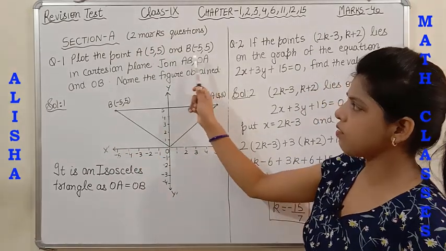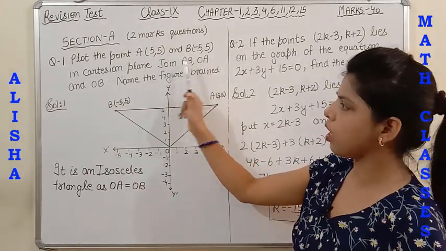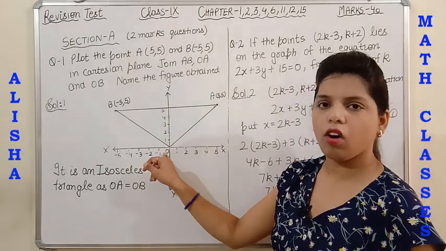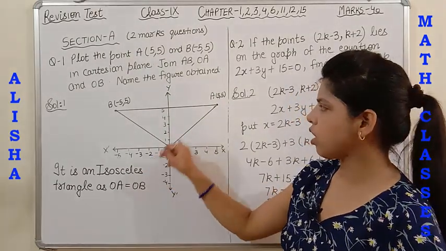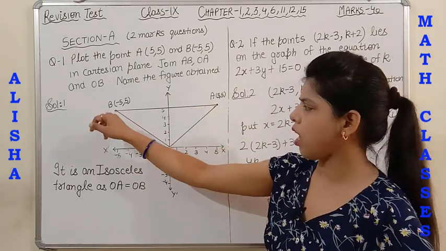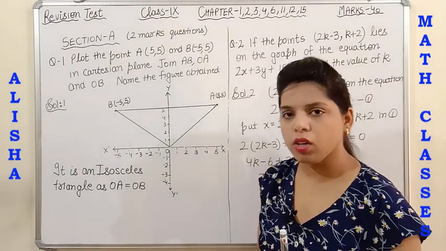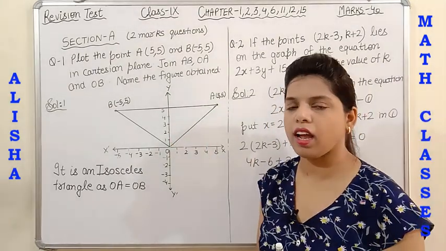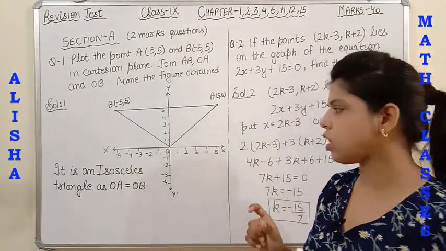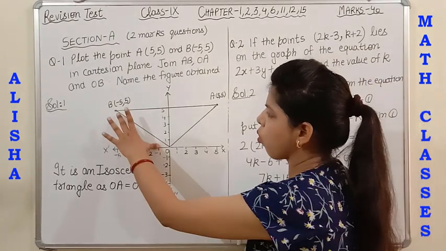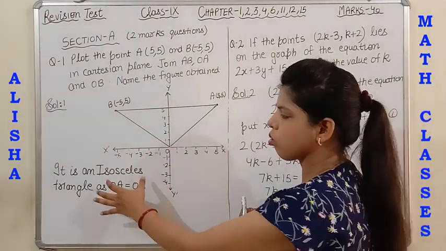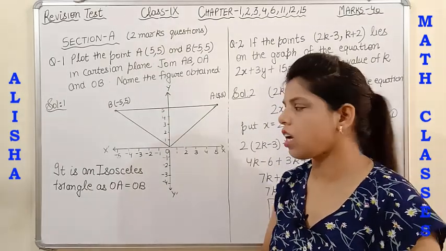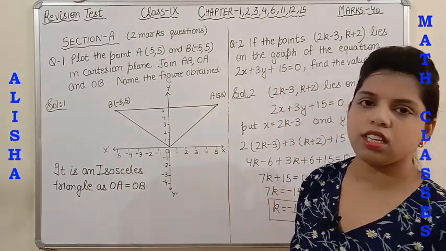Now it is given that you have to join AB, OA and OB. So it is known here that O is the origin. So we will just join OA, OB and AB. Now you can see that the figure that we have obtained, that is basically a triangle, but it has a special quality that this OB is equal to OA. So this is basically an isosceles triangle whose two sides are equal. So the first answer is this one.